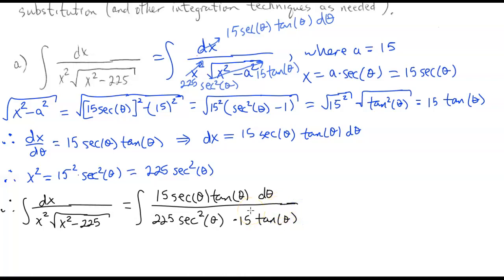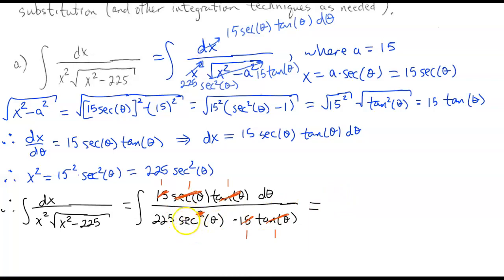And so now we just need to simplify all of that. So here we see that we have this 15, and this 15 will reduce to 1. We have this tangent, and that tangent will reduce to 1. We have this secant and one of these secants reducing to 1. And so all we have left here is 225 times secant in the denominator and d theta in the numerator.